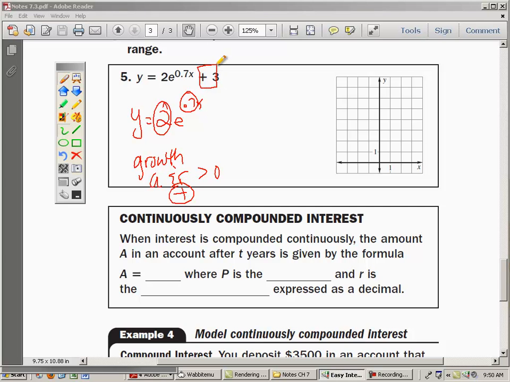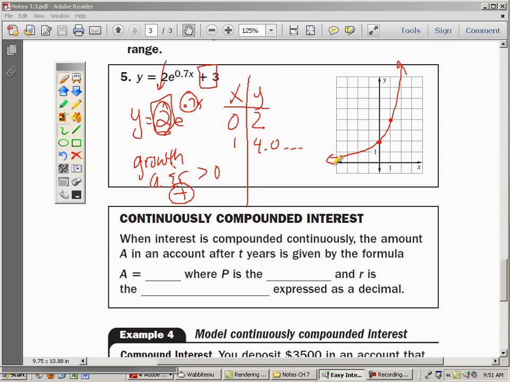Again, forget about the +3 for just a second. Let's make a table for this guy. When x equals 0, y equals 2, because again, this is my initial value. Always, when x equals 0, y is going to be equal to a. When x equals 1, I end up getting roughly 4. It's 4.0 something or other, but I'm just going to leave it as 4. Again, this is exponential growth, and it looks like it, right? We're going to take it something like this.